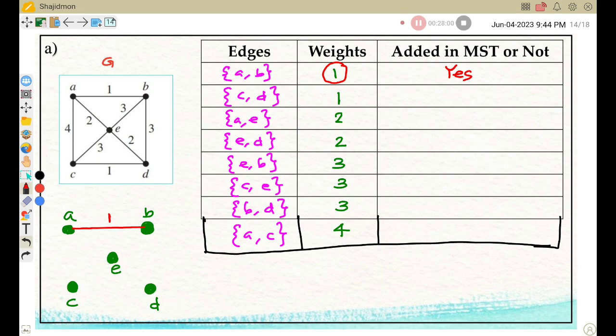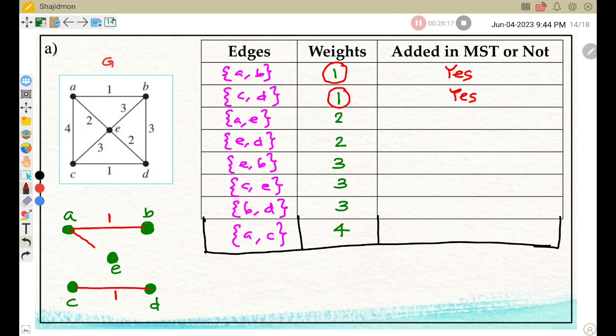Now CD, can we add CD? You can check it, C and D. Yes, we can add because there is no circuit forming. So what is the weight? 1. We can write 1 here. So this also finished. Now AE, AE is 2.